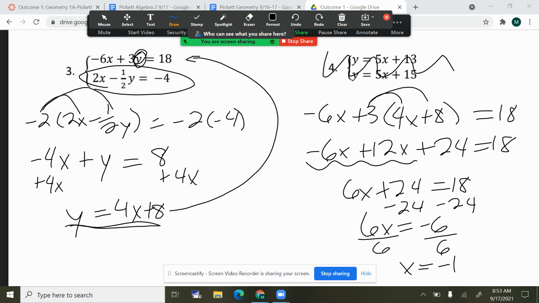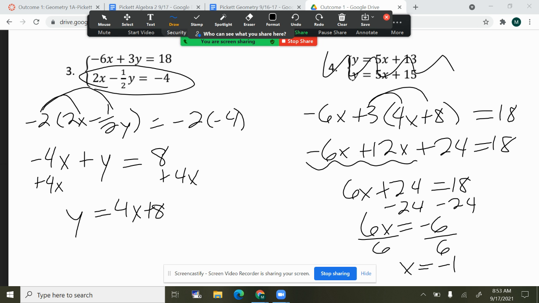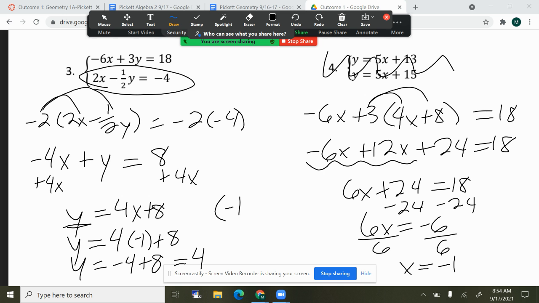Now, we want to plug that back in to find y. If you feel pretty confident, I know that in a previous video you watched, it told you to always plug it back into one of the original equations. However, I kind of disagree with one of those teachers. I think if you have an equation that's already solved for y, use that. It makes your life easier. So y is equal to 4 times negative 1 plus 8. Y is equal to negative 4 plus 8, which is just 4. So our answer is negative 1, comma 4, x, y.